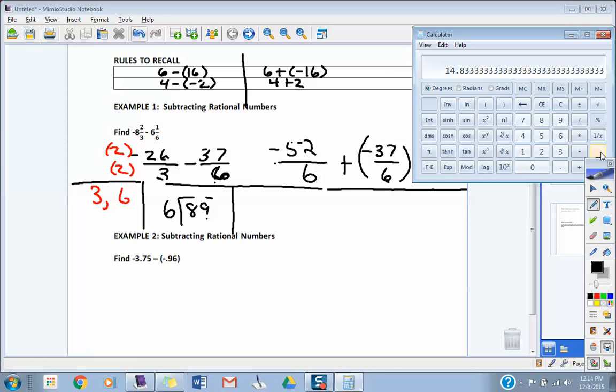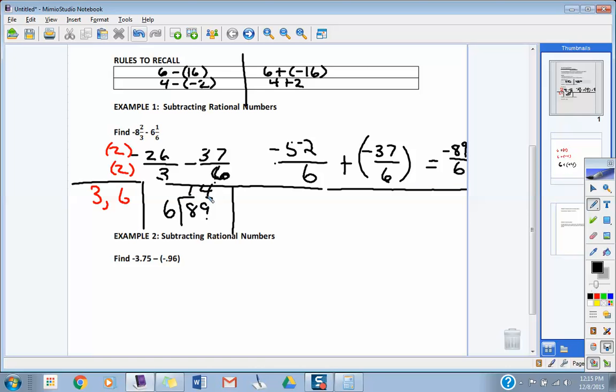How many whole times does it go in there? 14. Okay, so what I'm going to do is take that 14 times 6, which is what value? 84. So we said 6 goes in here how many times? 14 times, right? And then that 14 times 6 I just found was 84. So what's 89 minus 84? 5. So this would become 14 and 5/6 as a solution.